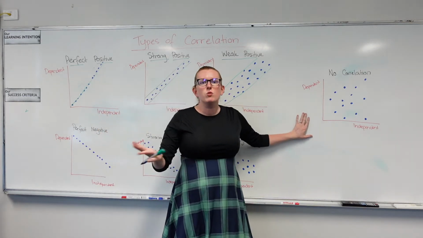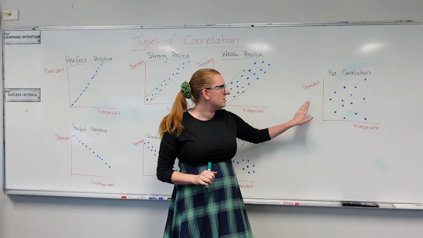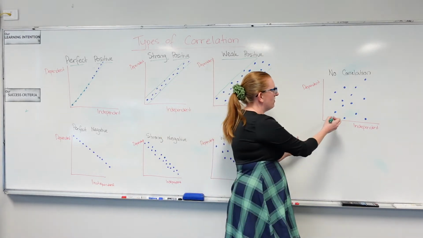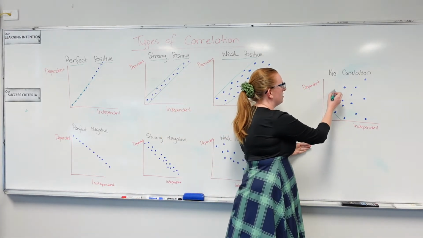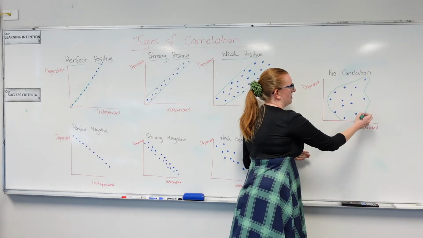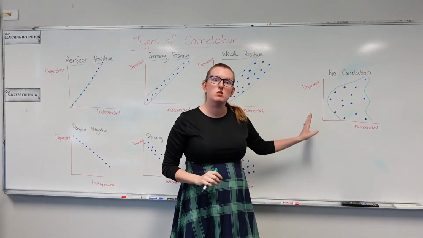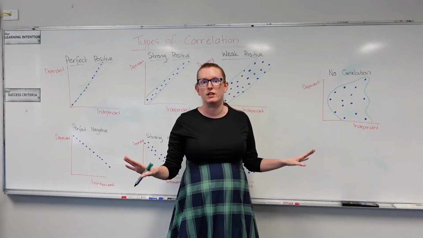Here we have no correlation whatsoever. So these dots, they're all over the place. If I try to draw a line around them, that makes no sense. It's not heading up or down. They're all over the place. Okay, so it's not positive, it's not negative, it's no correlation.